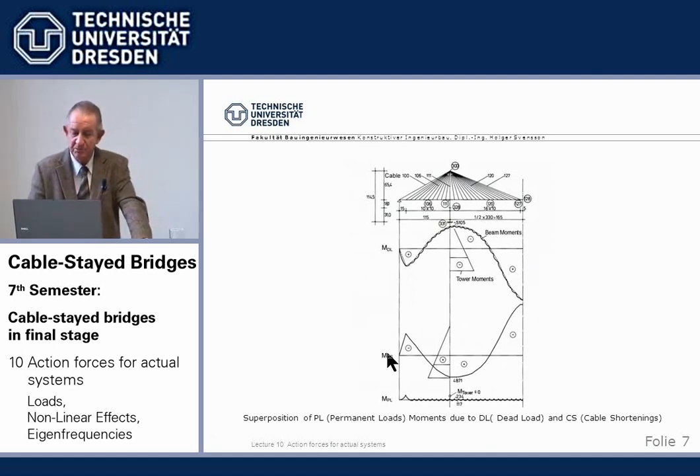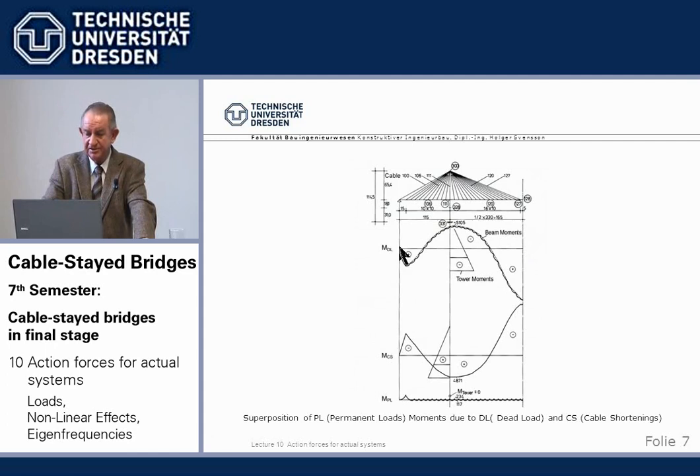Again, an example, Posadas. This is the run of moments for the dead load on the true elastic system. Big moments. We have this run because we don't have a support at the tower. All the beam is completely supported by the stay cable. This is a tower moment. And now, this is the run of moment I choose to achieve with shortening all the cables and the tower moment.